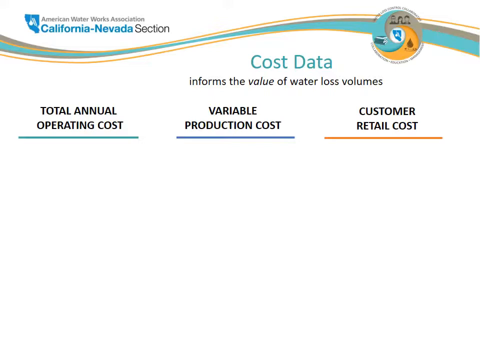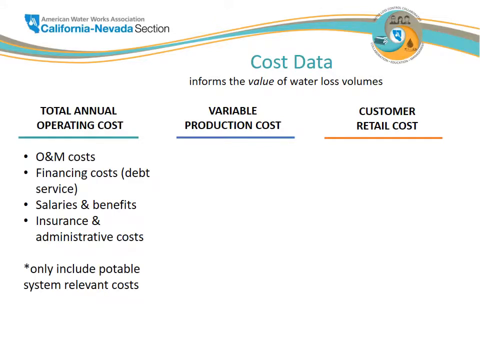The first is just an assessment of total annual operating costs. This is going to come in to our performance indicators when we compare the cost of our water losses to the total annual operating cost. And to do this effectively, we want to account for all of the different costs of operating the system. So this goes beyond just your basic O&M costs.